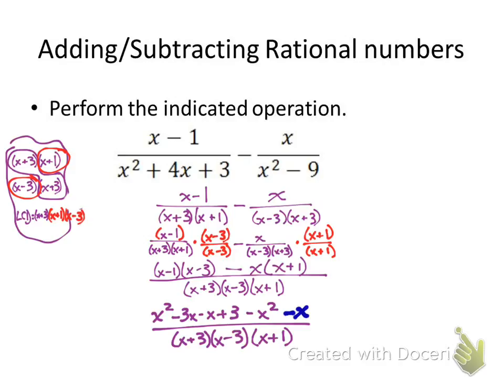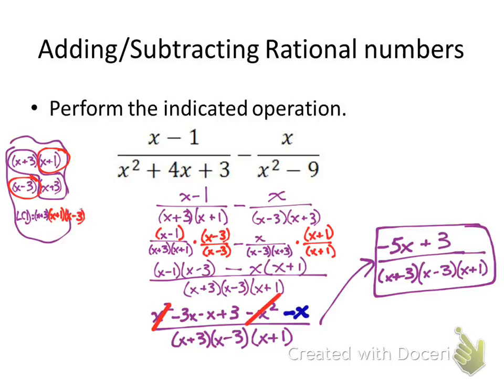So final answer would be negative 5x plus 3 over x plus 3, x minus 3 times the quantity x plus 1. You could completely distribute that denominator, but that's not what I'm looking for. I've already tested your skills in Chapter 6 of whether or not you know how to multiply binomials together.